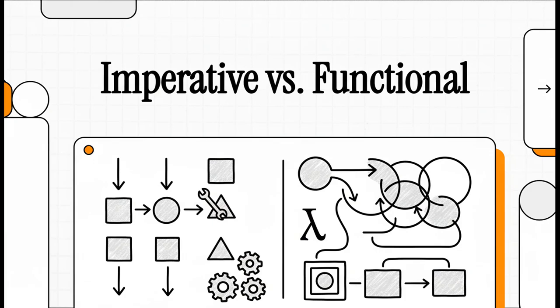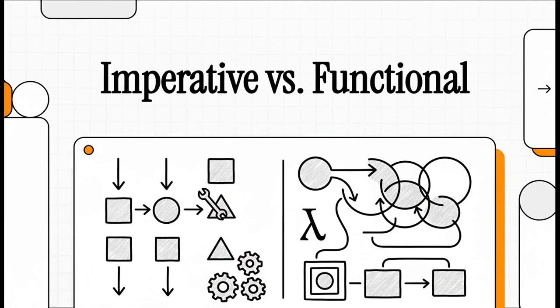All right, today we're going to tackle a really fundamental question in programming. Do you tell the computer how to do something step by step, or do you just tell it what you want? Now, that might sound like a small difference, but it's the key to two totally different ways of thinking about code: imperative and functional programming.